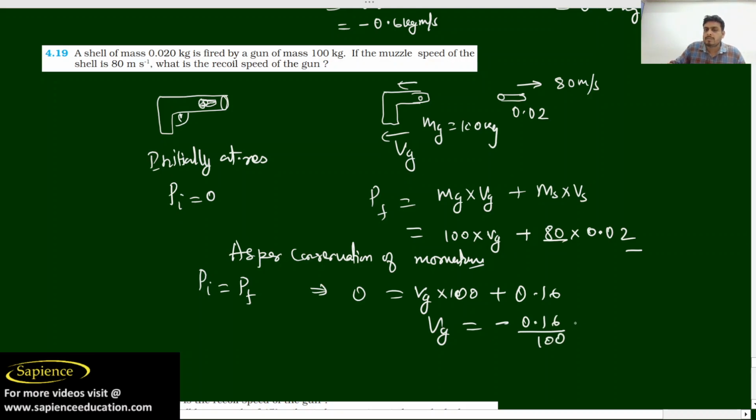So from here we get Vg is equal to minus 0.16 divided by 100. This is the velocity of the gun, right? 80 into 0.02 is 1.6, so this will be 1.6 by 100. So it will be minus 0.016 meter per second. Why is it minus? Minus means that the gun will recoil in the opposite direction. Okay, I hope you all have understood now.